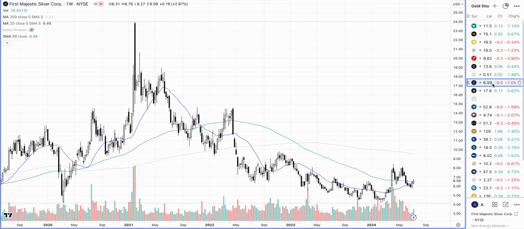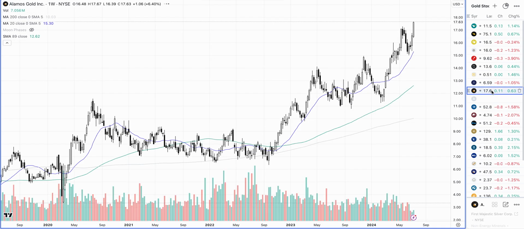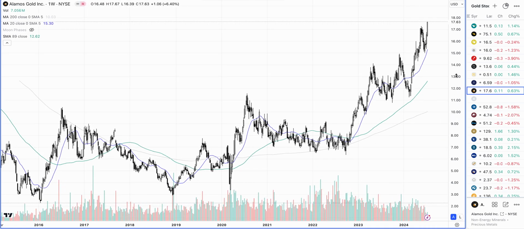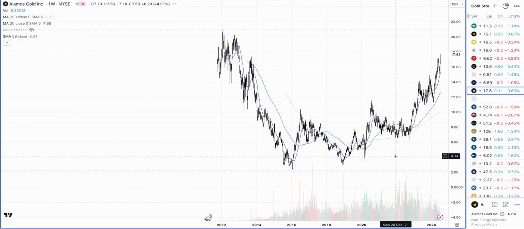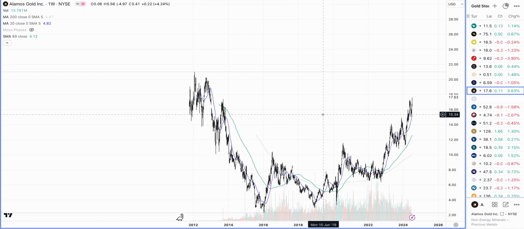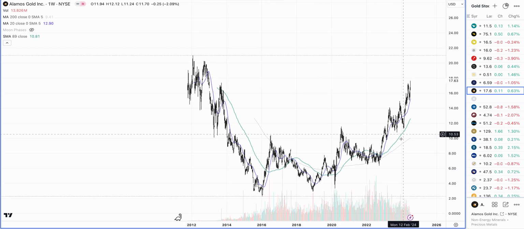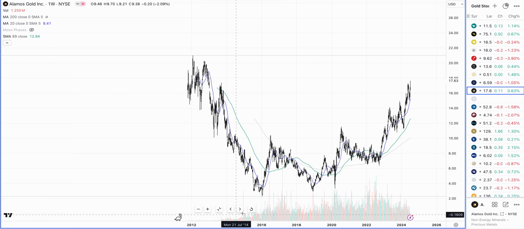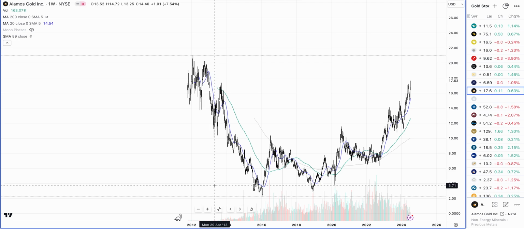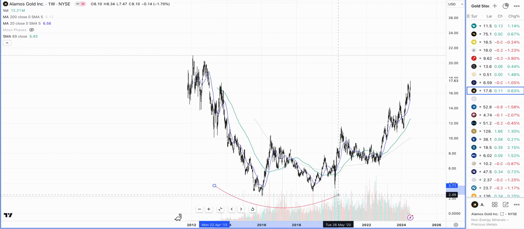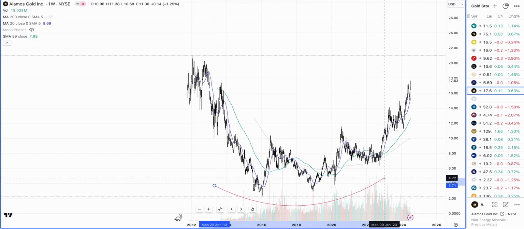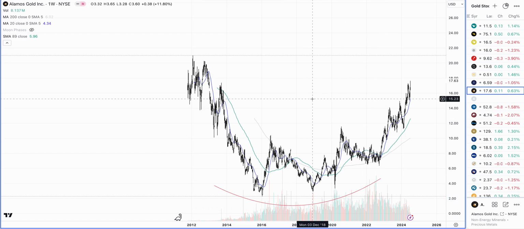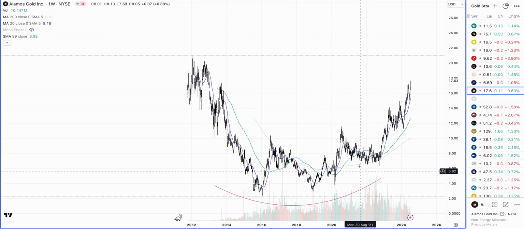Next, Majestic Silver. I don't know much about this stock, so I'm going to leave this one. Almos Gold, look at this one. This one has a really nice weekly close. Very nice kind of cup formation around here. Let me see if I can try to draw this. So if I do a curve like this, you can see a nice rounded bottom being formed.